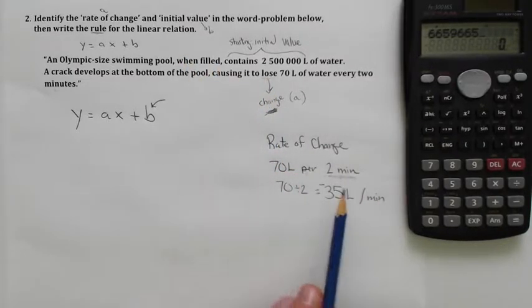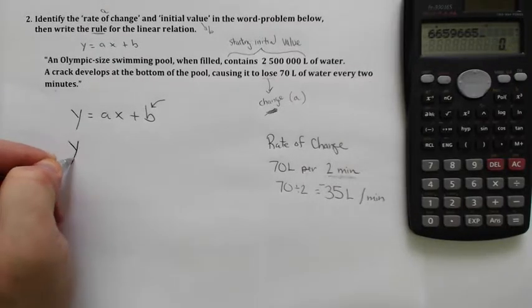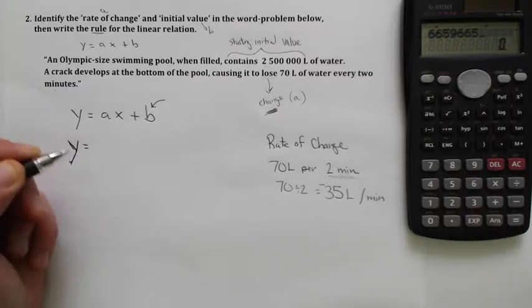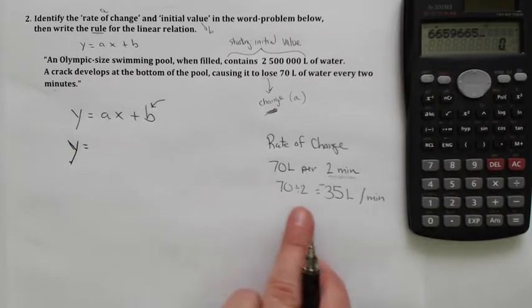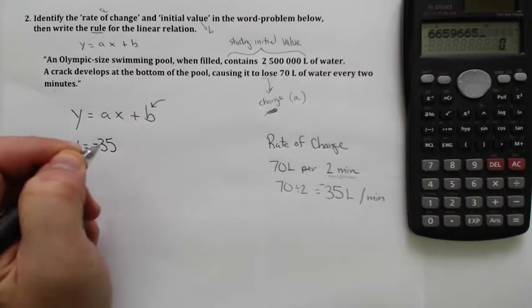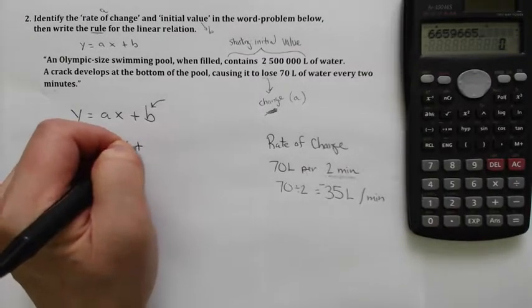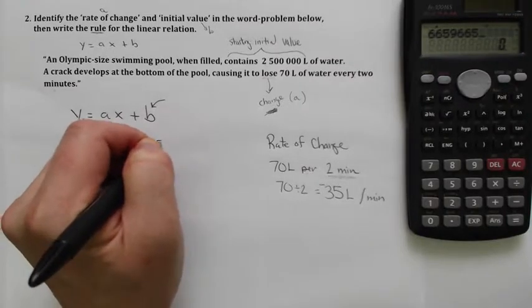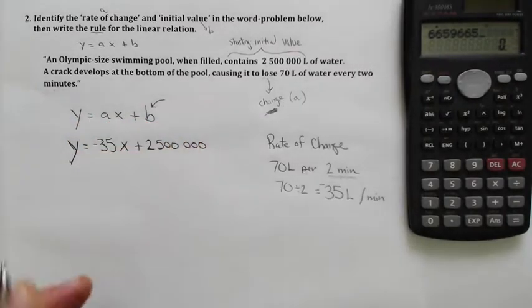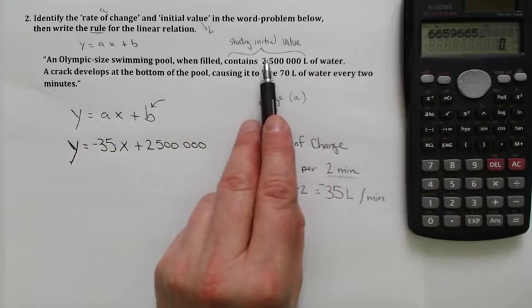And so now we're ready to plug in our A and our B into our formula. It's pretty straightforward at this point. We're going to write y. So the amount of water that is in the pool at any given time will depend on how much time goes by. And we know that we're losing 35 liters for every minute that goes by, but that we started out with 2,500,000 liters.